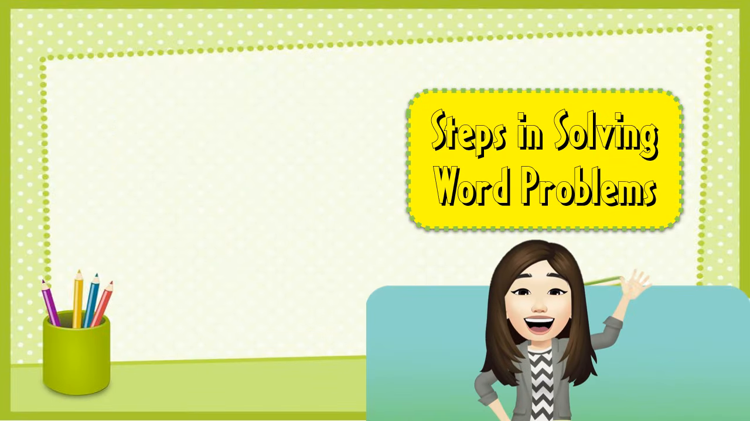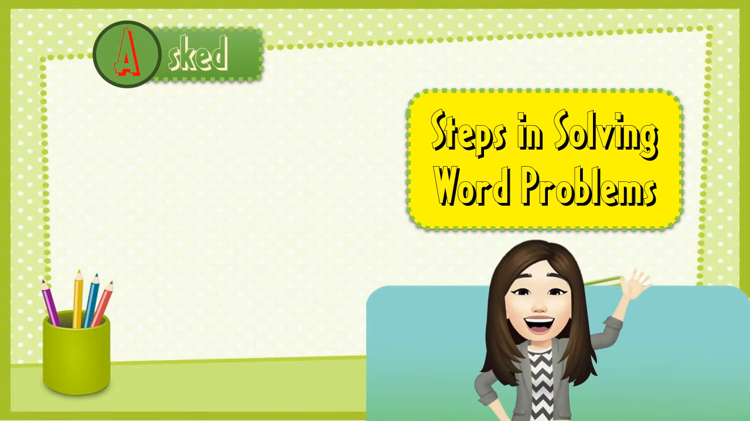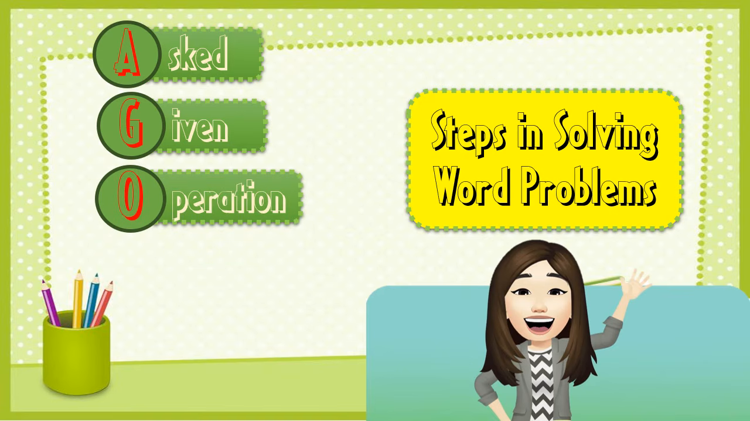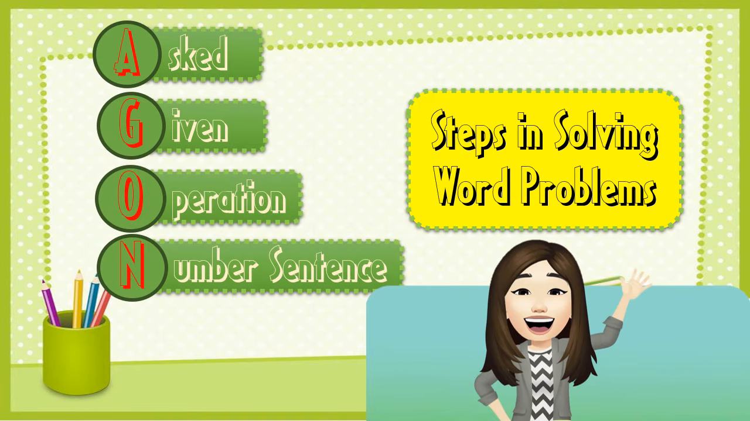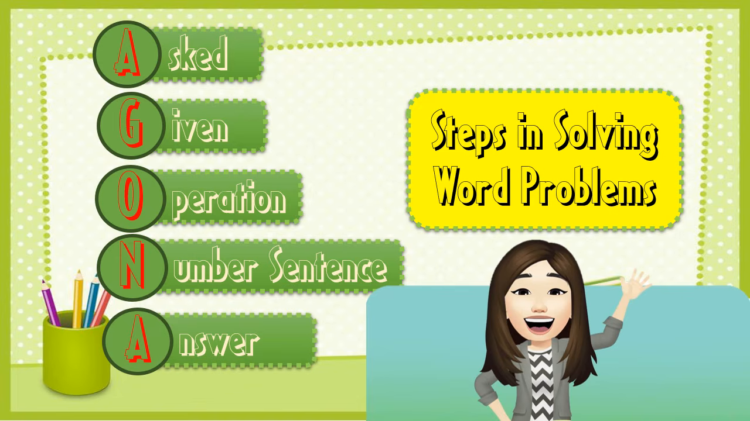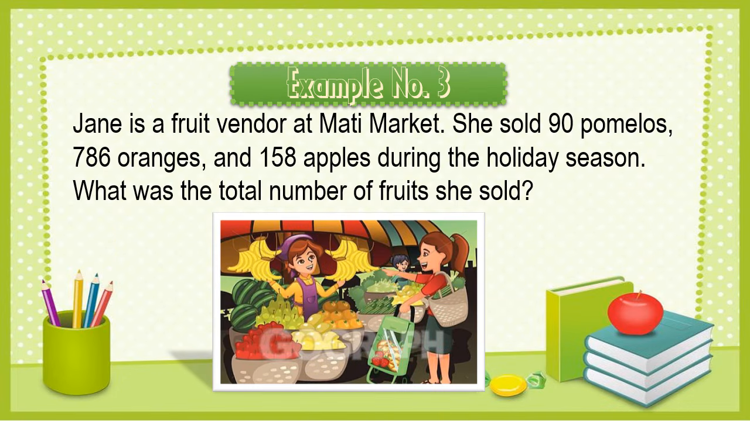In solving routine and non-routine word problems, we simply follow the AGONA method. A for ask, G for given, O for operation, N for number sentence, and A for answer. This time, let's try to answer problem number 3 by simply following the AGONA method.